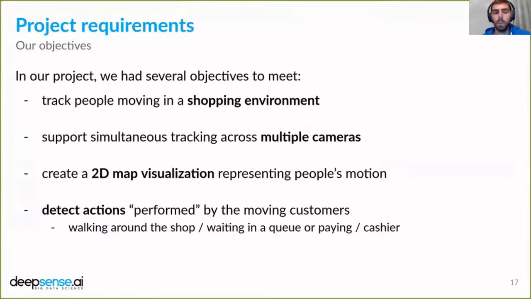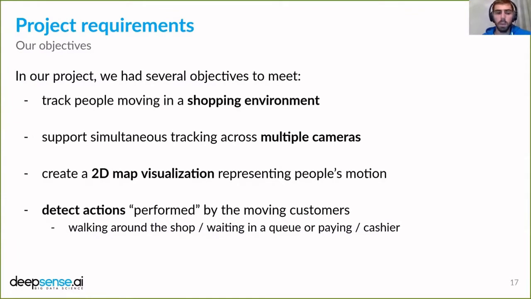We also wanted to add support for simultaneous tracking across several cameras mounted in the same shop. If a person moves from one camera to another, he or she should still be tracked. Another problem we wanted to tackle was to create a 2D map visualization to represent the people's motion, not only with bounding boxes, but also with markers on a 2D map on the bird's eye view of the shop.